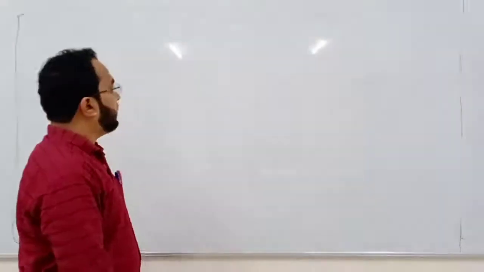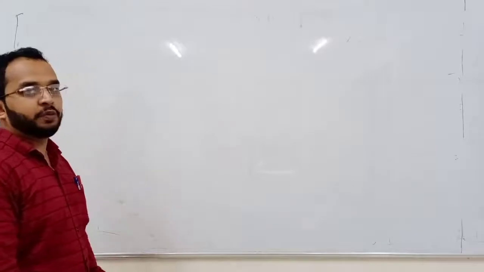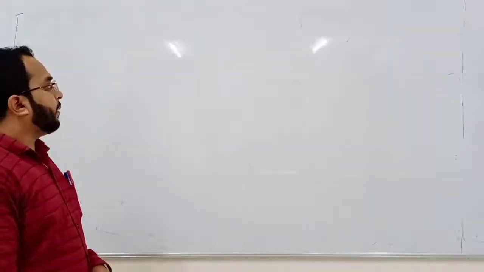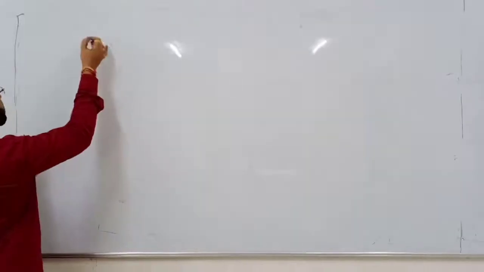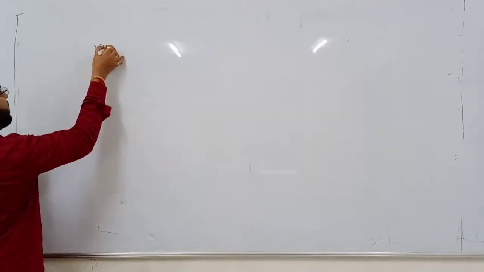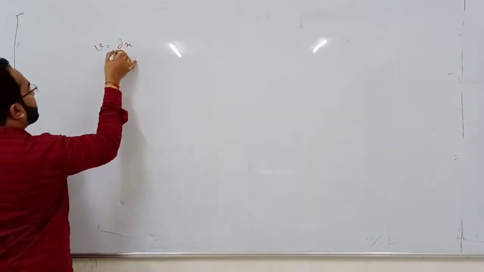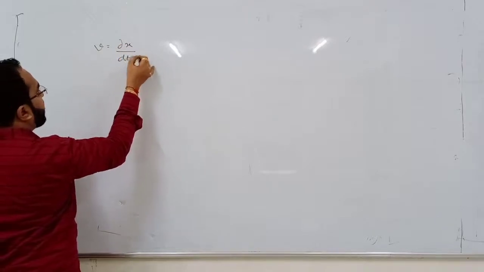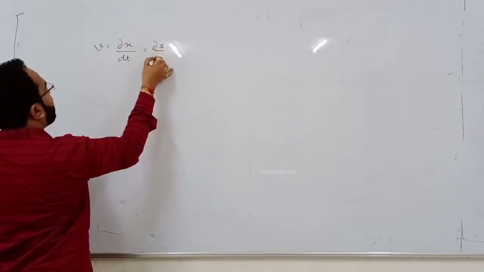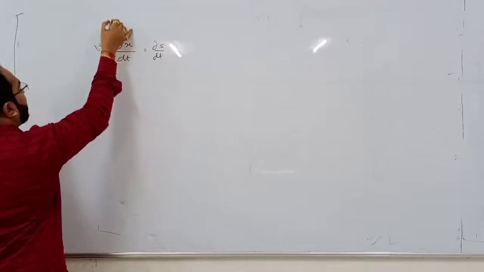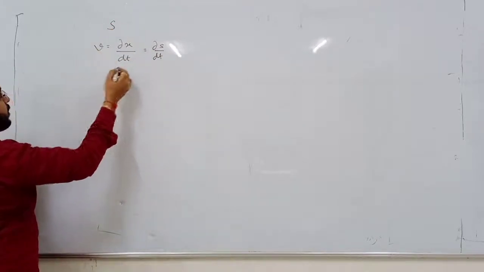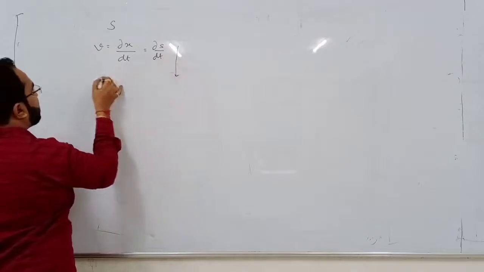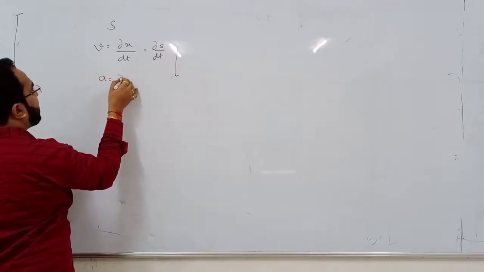Today we will complete our chapter, motion in a line. What we have studied: velocity is the rate of change of displacement with respect to time, or ds by dt, in meters per second. So the differentiation of displacement is velocity, and the differentiation of velocity is acceleration.